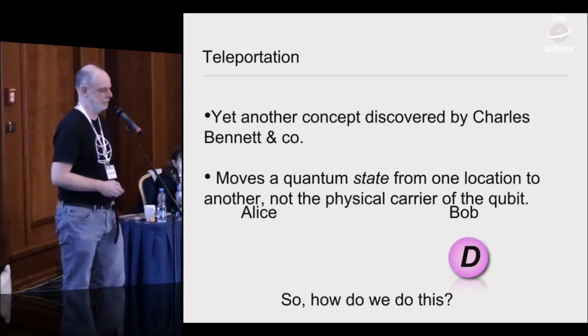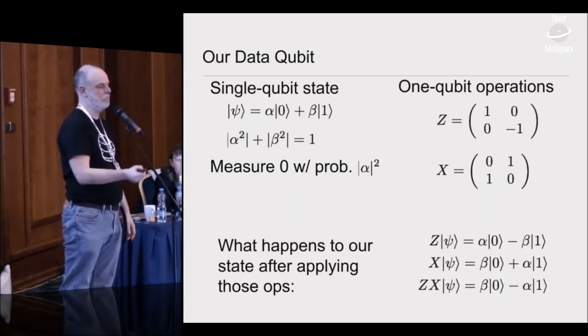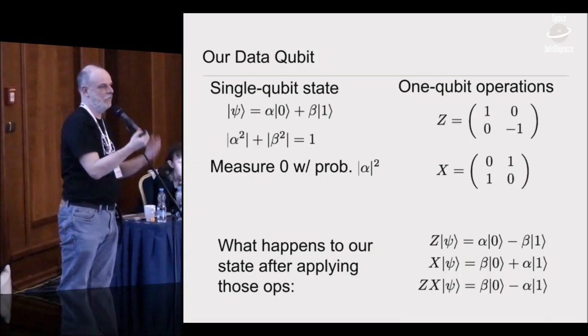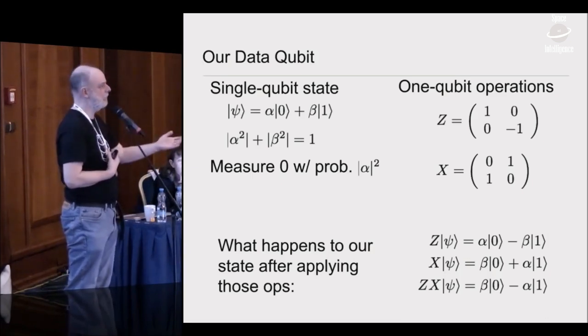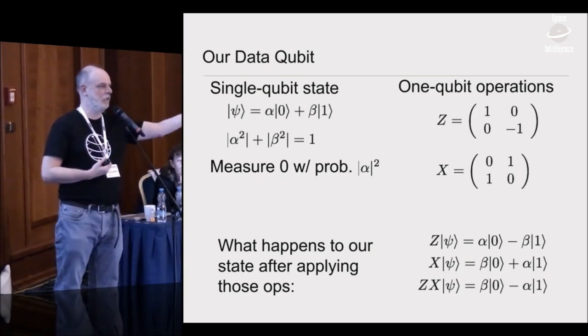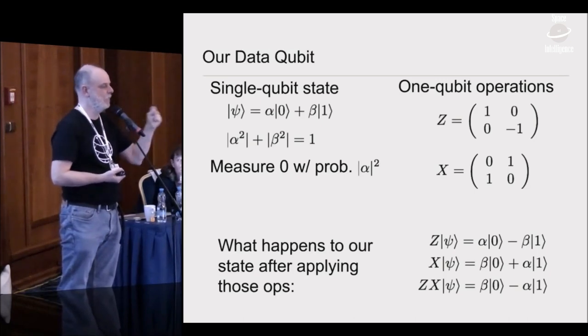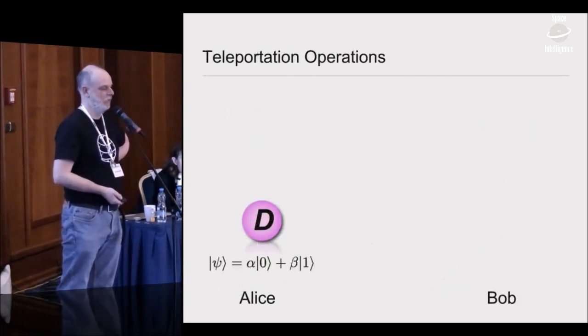So how are we going to go about doing that? We start with a single qubit, which is in some state that we don't know. Maybe it's something we prepared, or maybe it's something that somebody else prepared and gave to us. We don't know what it is. So what happens? Alice has this qubit. She wants to get it to Bob.